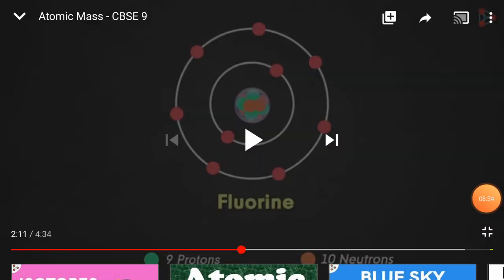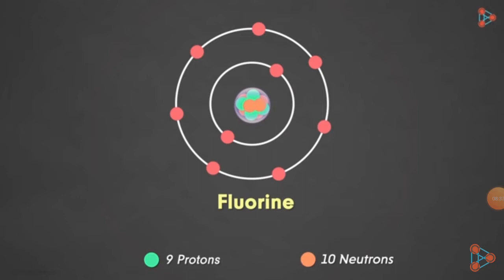Some other elements, such as fluorine, can have a different number of protons and neutrons. Look, it has 9 protons and 10 neutrons. So we can't depend on duplicating the number of protons at all. Here, what is the mass number? It is 9 plus 10, which is 19. The mass number is 19.